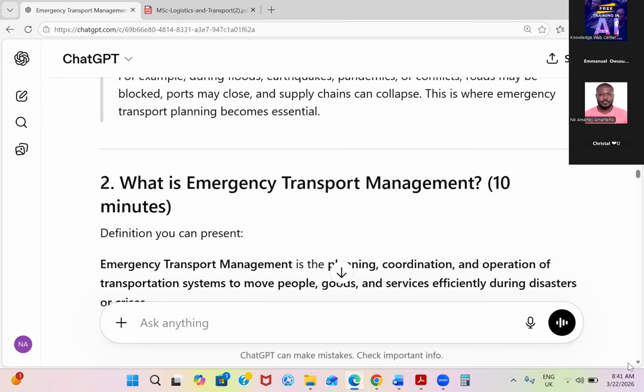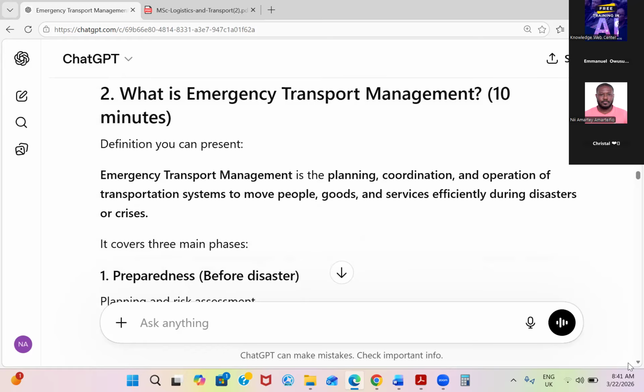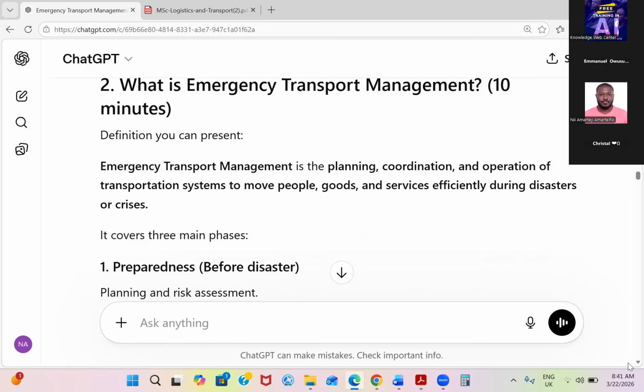What is emergency transport management? Definition you can present: Emergency transport management is the planning, coordination, and operation of transportation systems to move people, goods, and services efficiently during disaster or crisis.